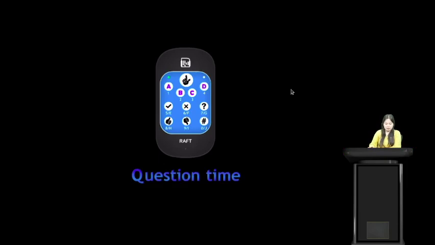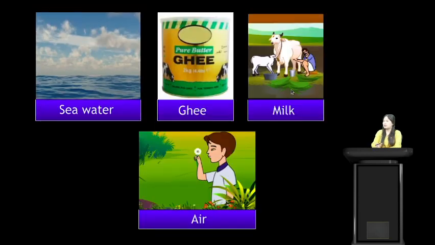Let us see. We have seawater, ghee, milk, air. These are all matter around us. There are different matter around us that we use in our day-to-day lives. We eat, we breathe, right? So these are some of the matter around us. Are they really pure? Let us see.